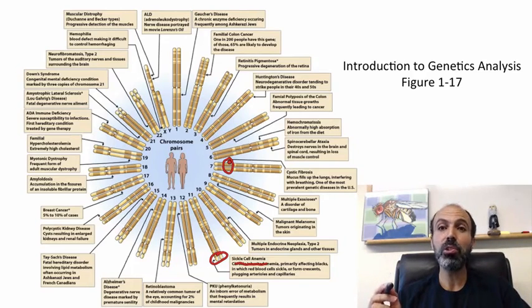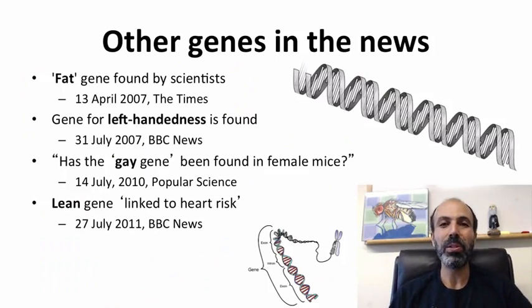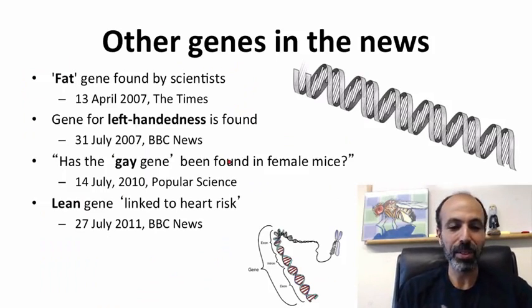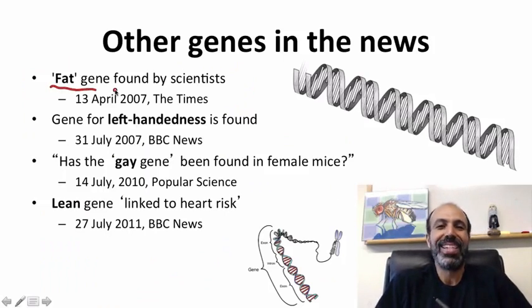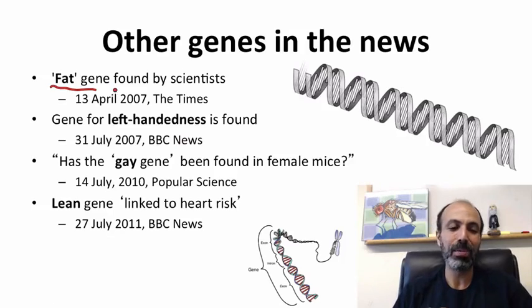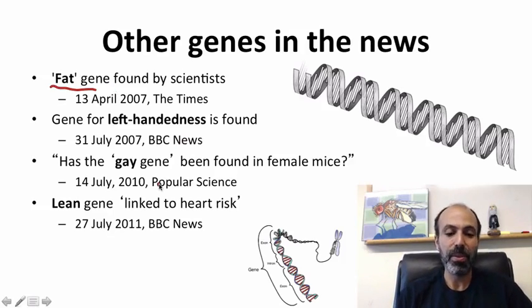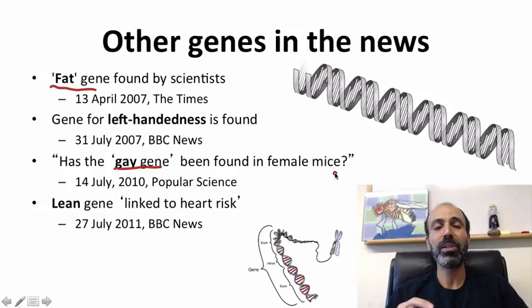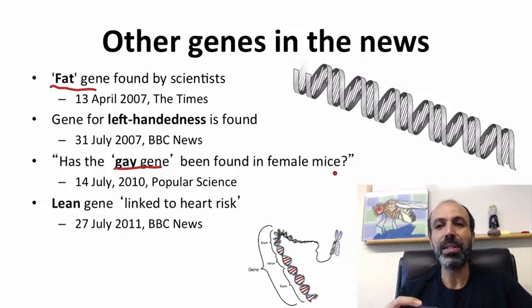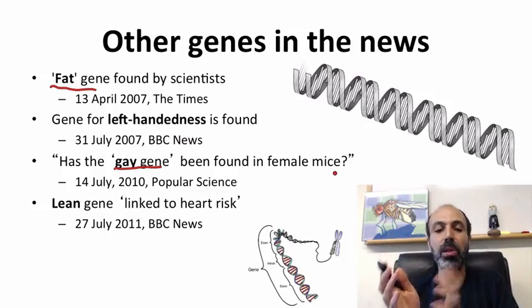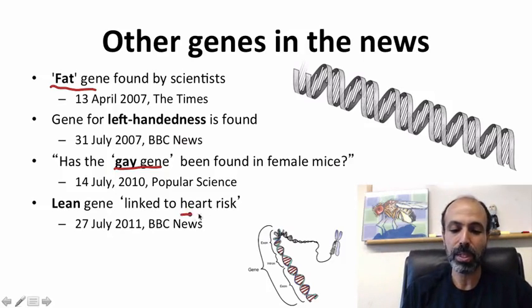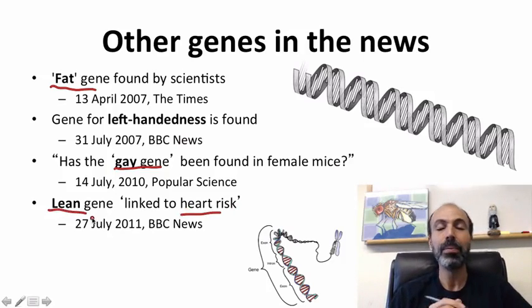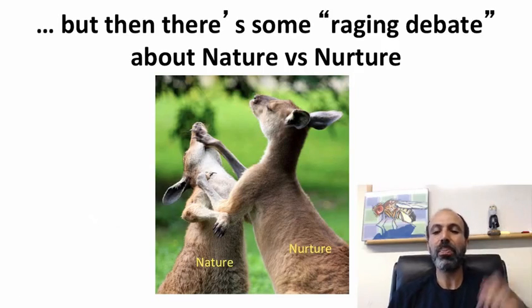And it's not just disease genes. A lot of other genes have come up in the news, sometimes kind of silly ones. I love the name of this one. The fat gene was found by scientists. That was published in the Times. Gene for left-handedness is found. The gay gene has been found in female mice, in Popular Science. Some of these are clearly sensationalized in the media, but there's some underlying truth. There is some gene that has a variant which seems to be associated with, for example, heart risk or being lean.